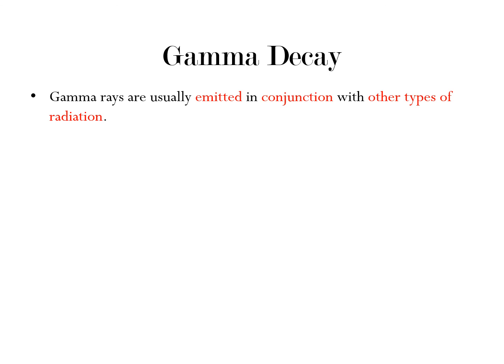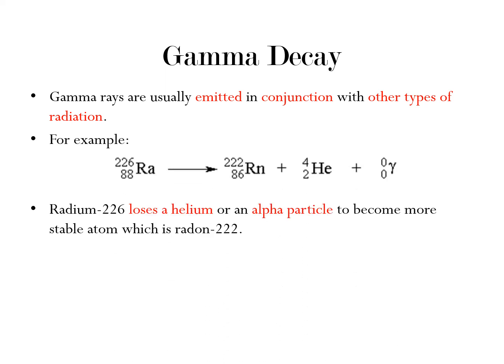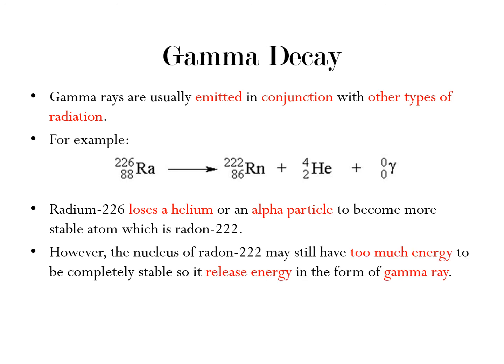For your information, gamma rays are usually emitted in conjunction with other types of radiation. For example, radium-226 loses a helium nucleus or an alpha particle to become a more stable atom, which is radon-222. However, the nucleus of radon-222 may still have too much energy to be completely stable, so it releases energy in the form of gamma ray.